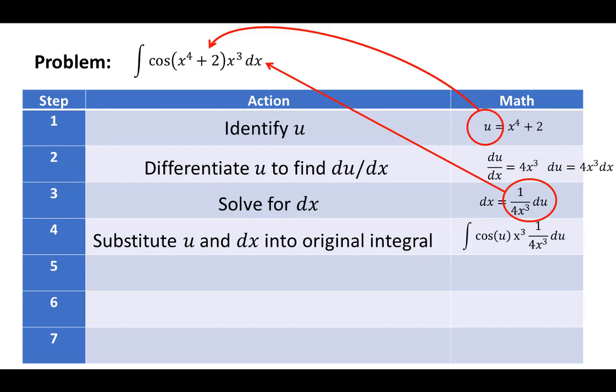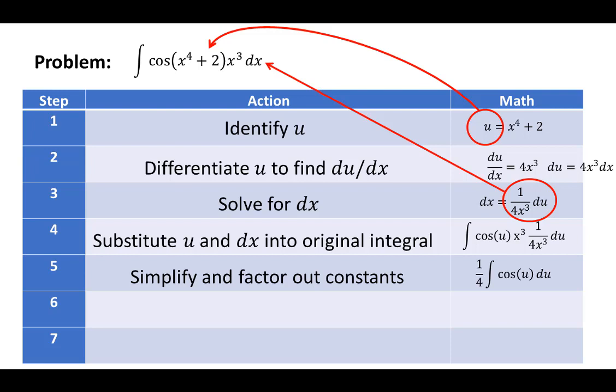And plugging those in, we end up with the integral of cosine of u times x cubed times 1 over 4x cubed times du. So this does look pretty ugly right now, and it may appear that we haven't really made any progress. However, we can go ahead and simplify this and factor out some constants. So we can see that x cubed is going to cancel out with the x cubed here. We can see we end up with a 1 over 4 that we can just bring to the front. So now we end up with 1/4 times the integral of cosine of u du.